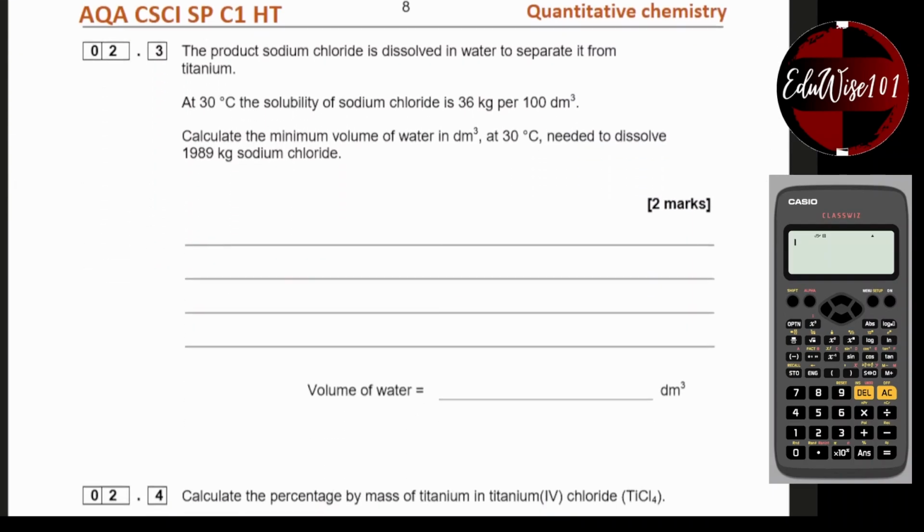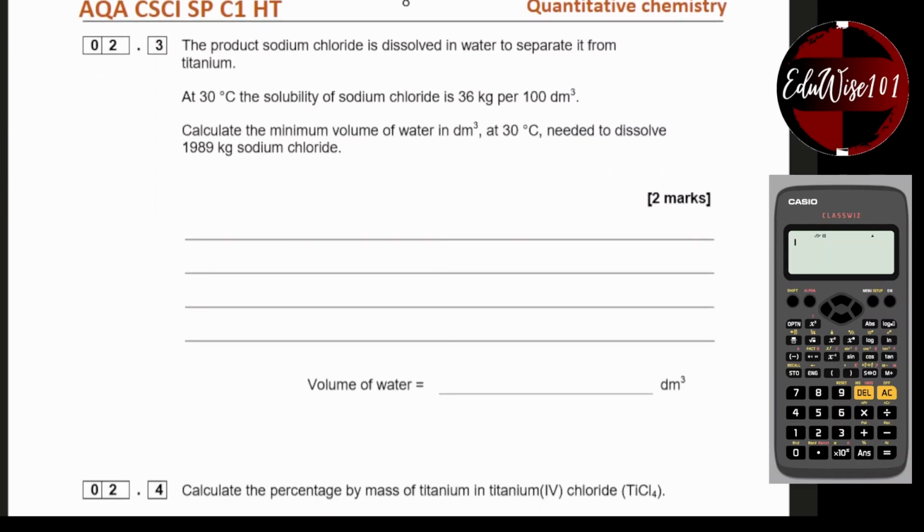Question 2.3. The product sodium chloride is dissolved in water to separate from titanium at 30 degrees Celsius. The solubility of sodium chloride is 36 kilograms per 100 decimetre cubed. Calculate the minimum volume of water in decimetre cubed at 30 degrees needed to dissolve 1989 kilograms of sodium chloride.